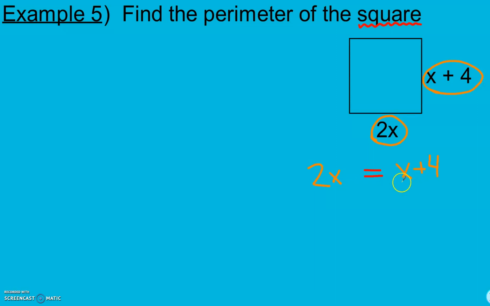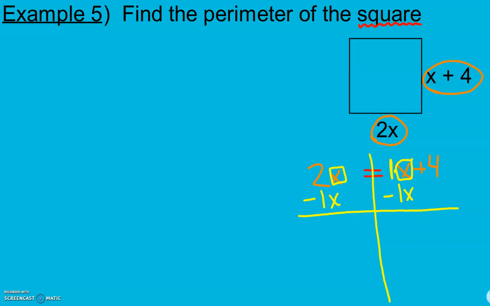So I have variables on both sides. Remember, if there's not a number in front, it's a 1, our coefficient there. I'm going to go ahead and subtract that 1x and move it to the other side so that all my x's are together. 2x minus 1x gives me just 1x. 1 minus 1 gives me 0, and I still have that 4. So x is going to be 4 here.